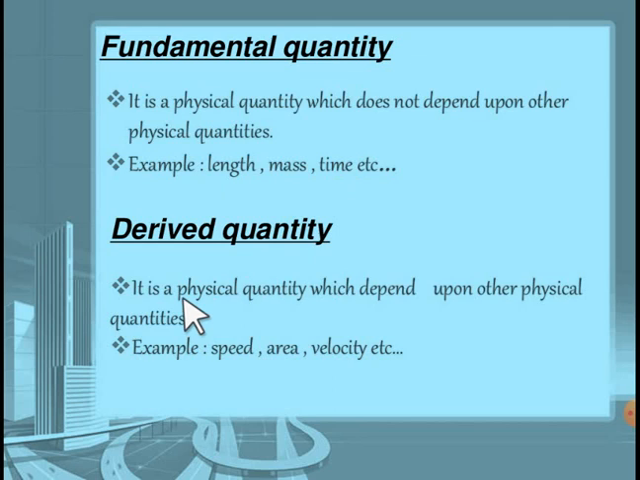Now let's go to the derived one. In the case of derived physical quantities, there are numerous derived physical quantities, and the units to express these derived physical quantities we call derived units. For example, for the derived physical quantity speed, it will be meter per second. For area, it will be meter square. For velocity, the SI unit will be meter per second. Speed and velocity will have the same unit.